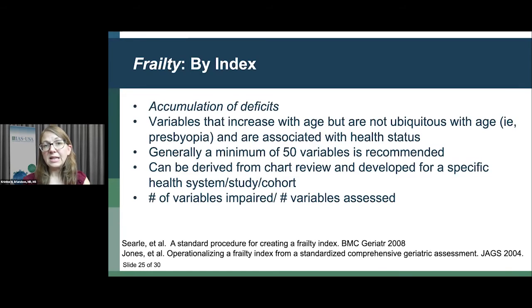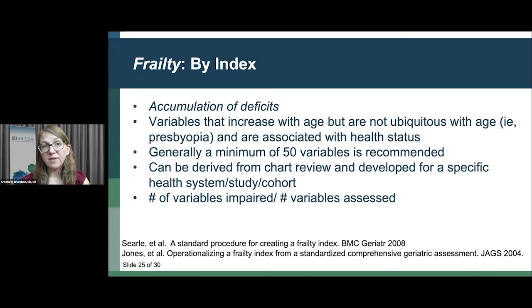This index is unique for each different setting, and it's actually developed using a specific criteria for what variables are included. Those variables have to increase with age, but not be ubiquitous with age. For example, age itself is not included as a criteria. Presbyopia, that happens in almost everyone with aging, is not included as a criteria. And those criteria also have to be associated with health status.